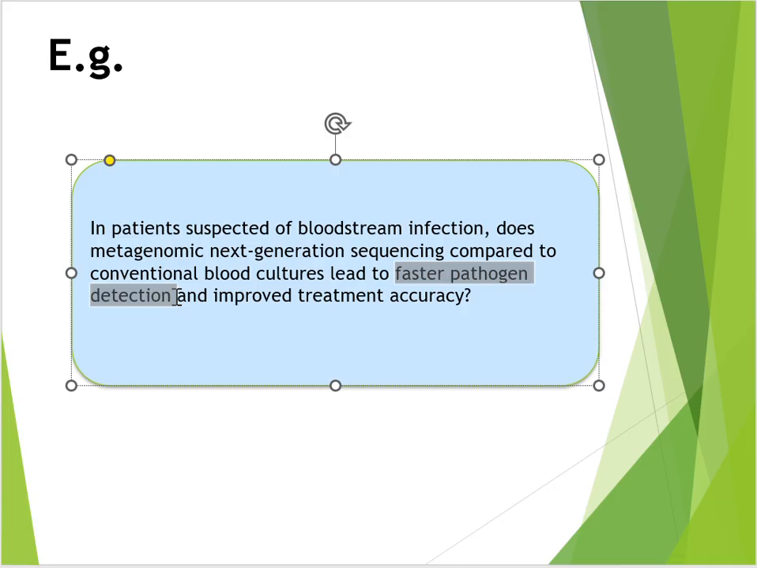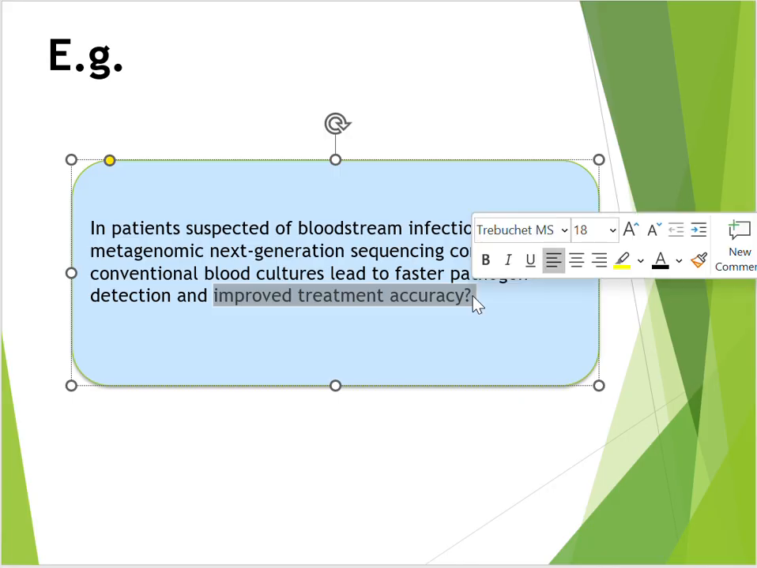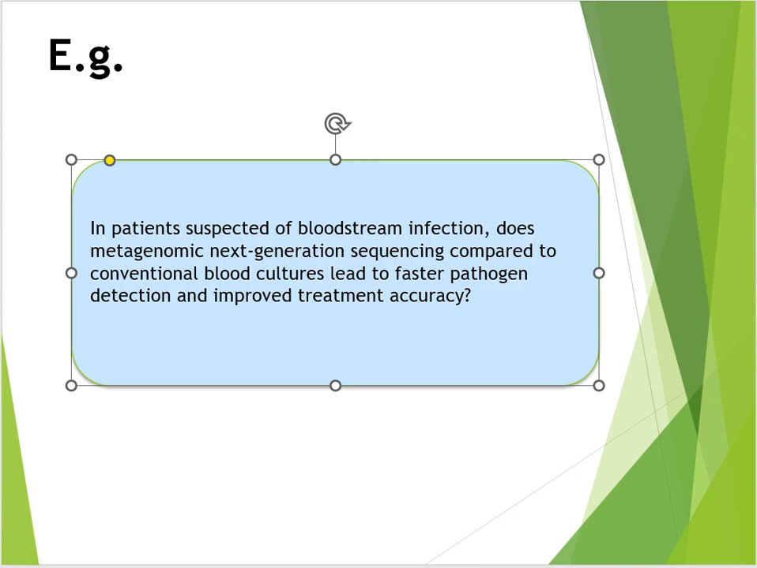Is it faster? And then also, is there improved treatment? We're also looking at the improved treatment accuracy. So we are looking at accuracy. Is it better than the conventional blood cultures? That is, if we are going to use metagenomic sequencing. So this is an example of a well-formulated research question based on the PICO framework. There we go.